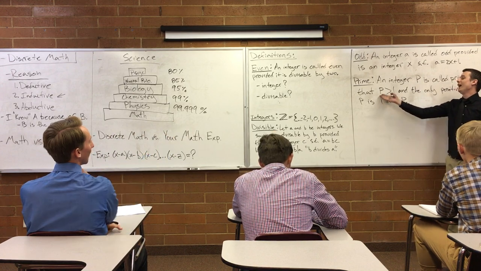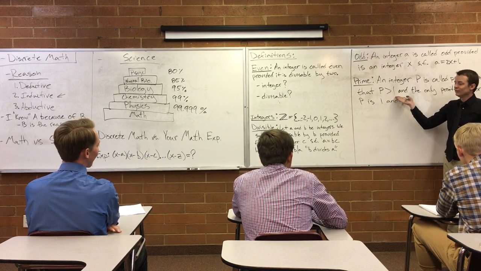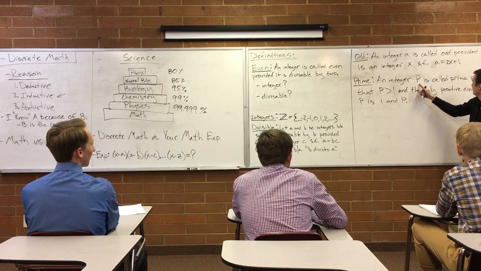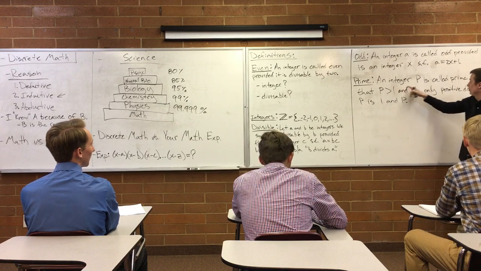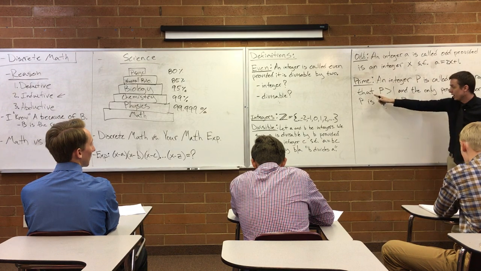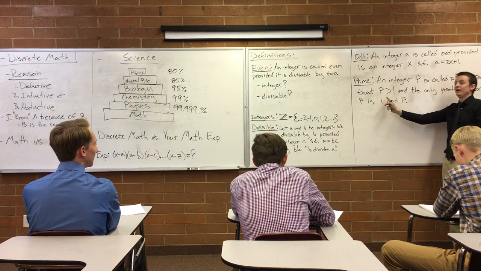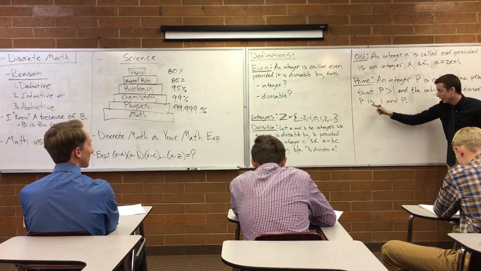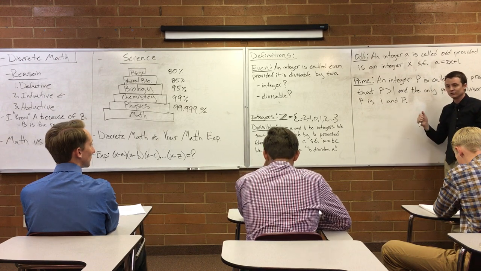Read the whole definition. An integer p, we don't have to say positive because this makes it positive. An integer p is called prime provided it's greater than 1, and its only divisors are 1 and p. Does that make sense?